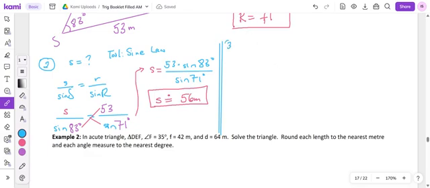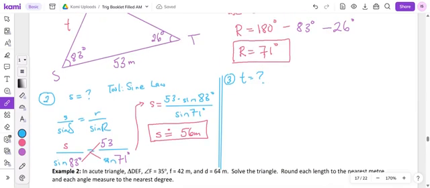Side T. Now in this case, we've got all the pieces except for T. So we can use any ratios. However, I generally try not to use the one that's approximated. So I'm going to try not to use side S because it's already been rounded. So it's not an exact answer. So in that case, I'll use T and R.